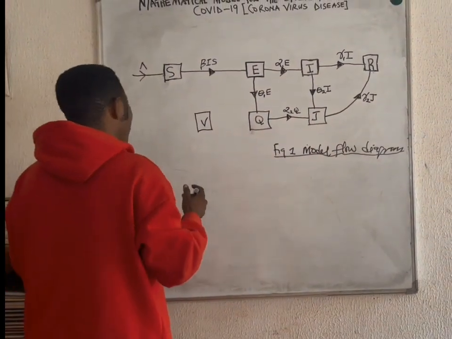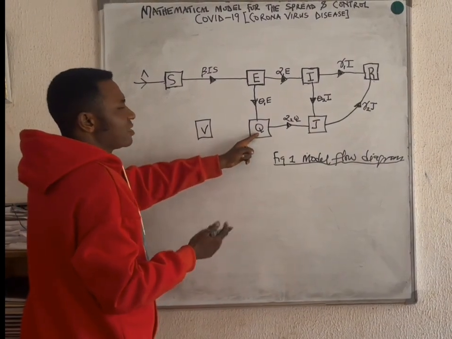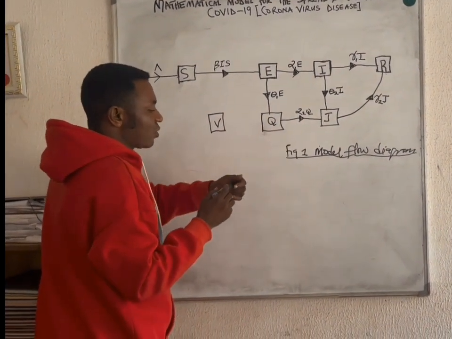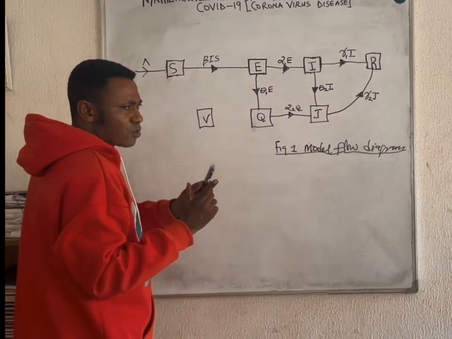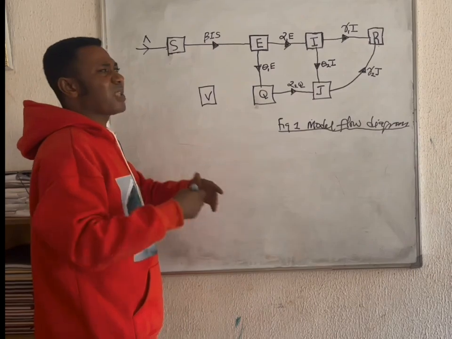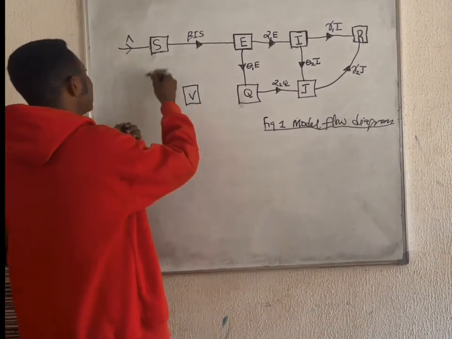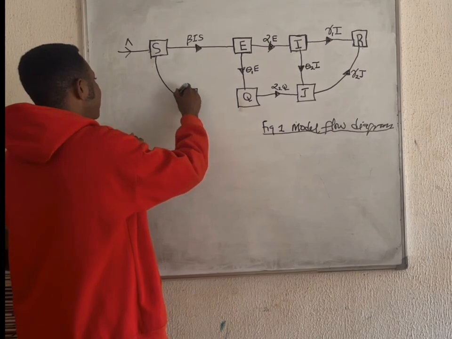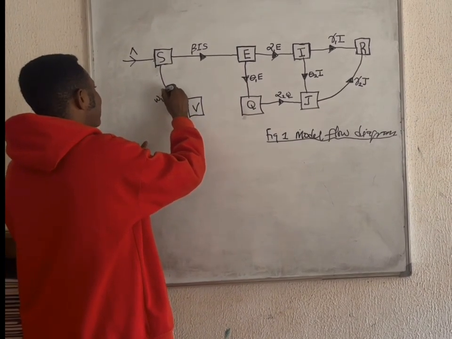And now, as also part of the control measure, remember the quarantine is a control measure, the isolation is also a control measure, and the vaccinated is also a control measure. But we vaccinate the susceptible population, people that have no disease, we vaccinate them against the disease. Now, let's assume that we vaccinate this class at the rate of omega 1X.